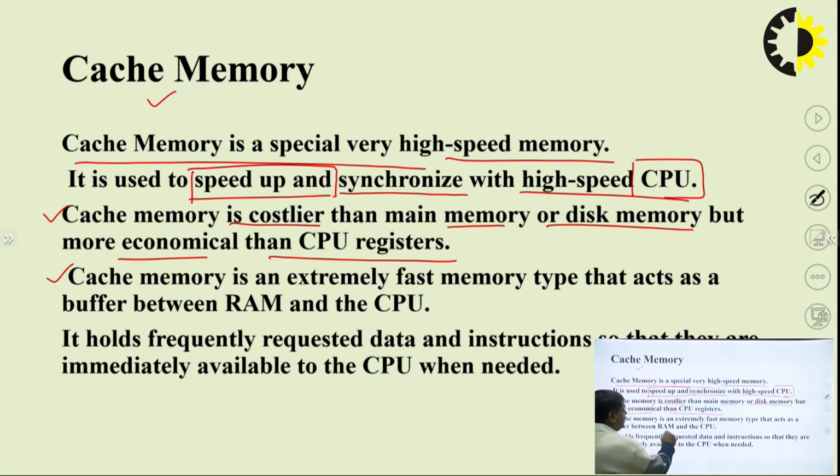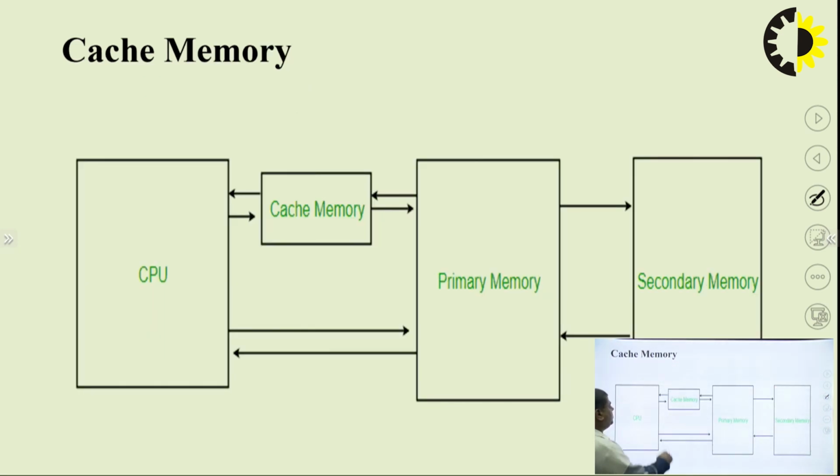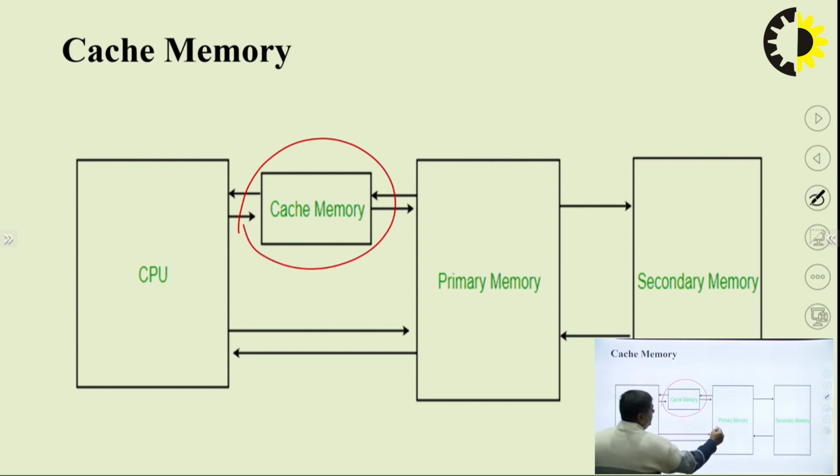Cache memory is extremely fast memory. I have already told that this memory is mainly used to speed up the CPU. Cache memory is an extremely fast memory that acts as a buffer between RAM and CPU. It means cache memory is established between the CPU and main memory. Now this is your cache memory, designed between the main memory and CPU.